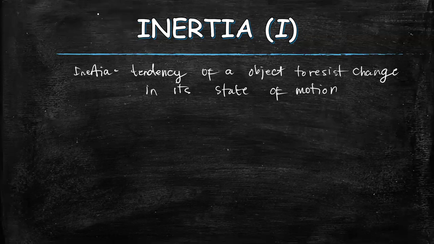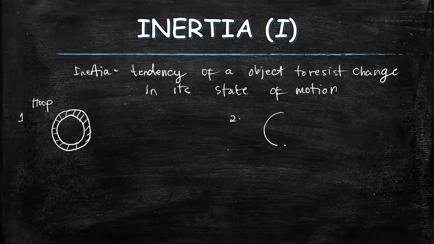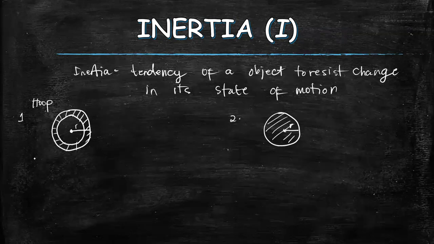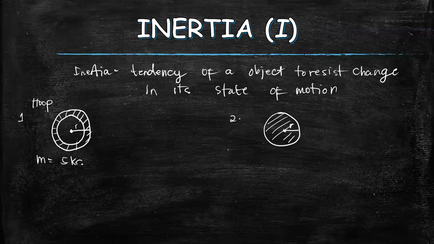For example, our first object is a uniform hoop. Assuming that this is a perfect circle, perfect object. So yung first object natin is a ring or a hoop. Our second object is a uniform disk. They have the same radius. Same yung value ng radius nila. Same din yung mass nila. For example, this mass is 5 kilograms and your disk is also 5 kilograms.